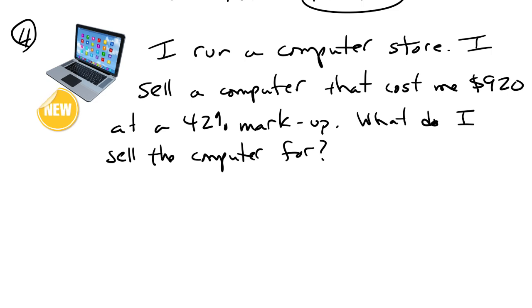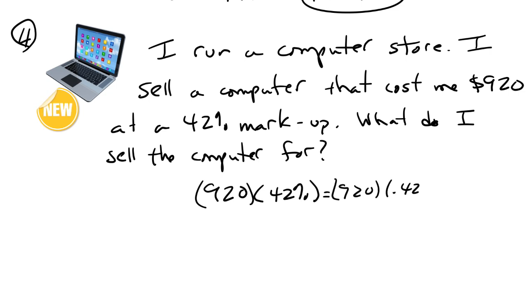But anyway, markup, in the word, it's telling you that you're going to mark it up. The price is going to go up, so we're going to be adding. So I have to take $920 and multiply that by 42%. That's 920 times 0.42 as a decimal. That gives us $386.40. That is my markup or my profit.